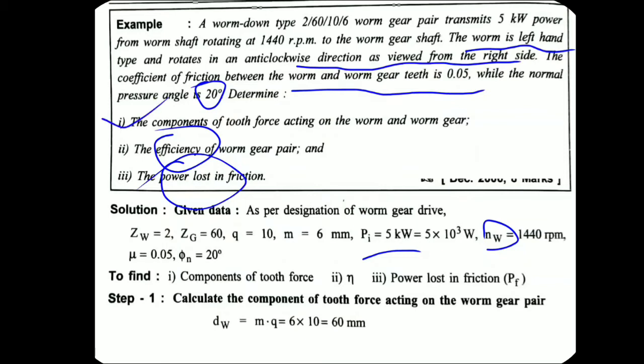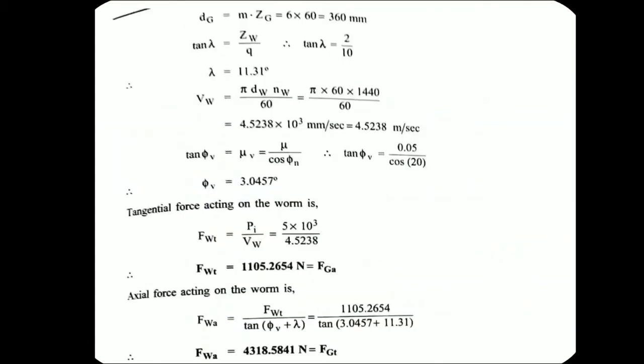Step number 1 is to calculate the basic terminology which is required to solve the numericals. Now you can see step number 1. I have calculated here dW, that is the diameter of worm, which is equal to m into q, because q is equal to dW by m. Module m is given as 6 and q is 10, the diametral quotient. It will give a value of 60, that is dW. Next is dg, the diameter of the gear. Here it is m into zg, module is given, and zg, the number of teeth, is also given, so it directly comes to 360 mm.